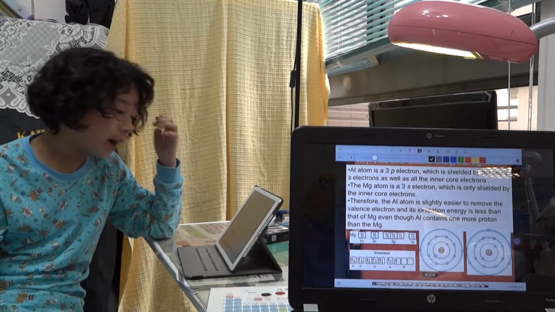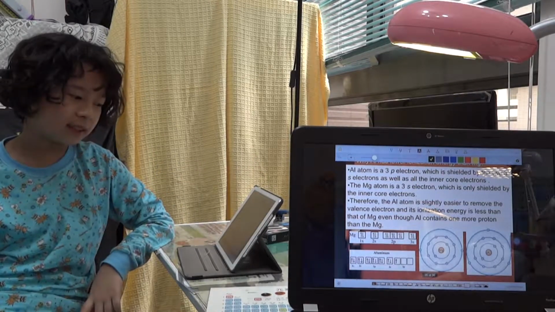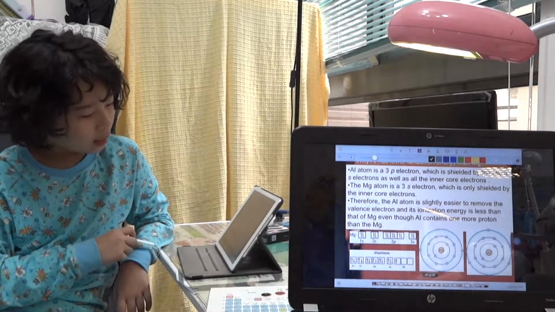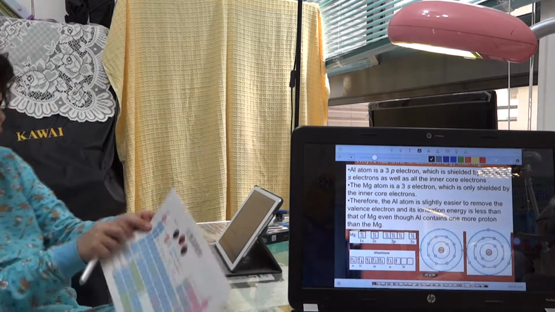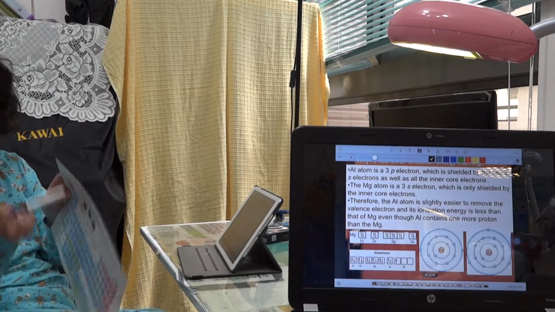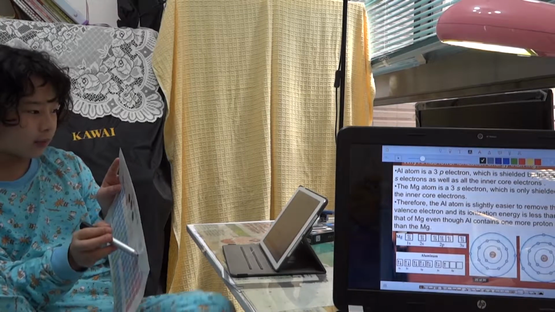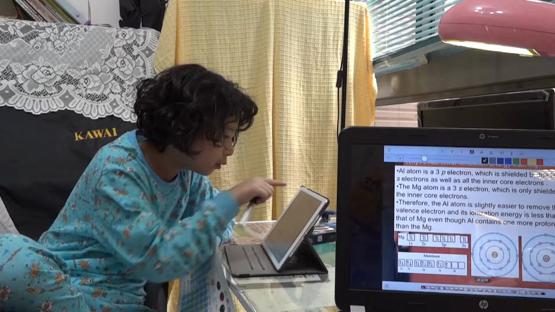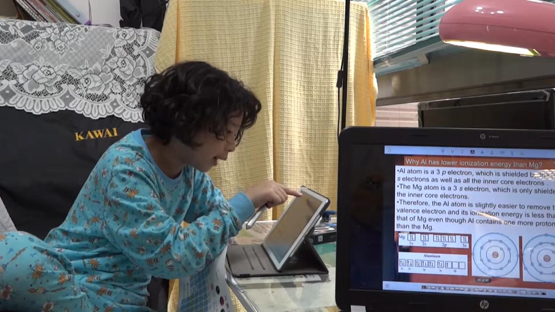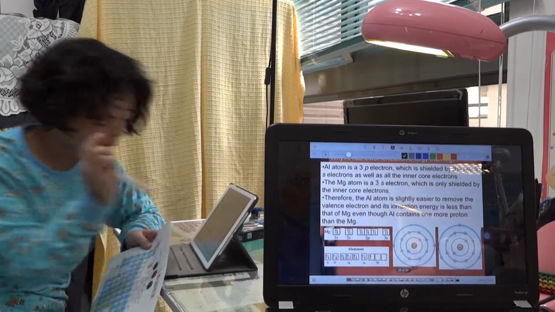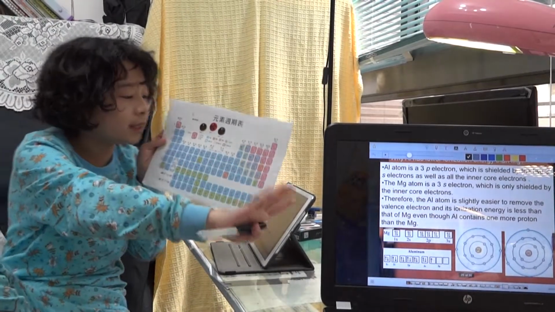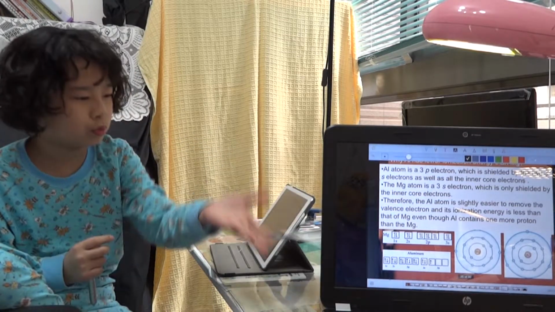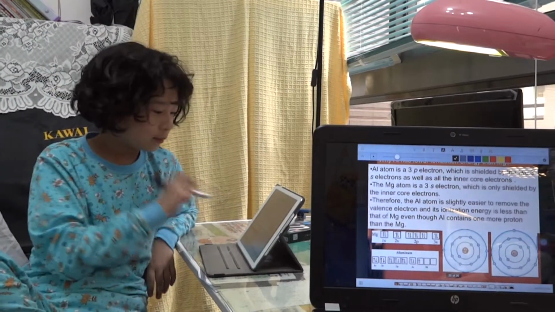So aluminum has lower ionization energy than magnesium. First, let's see one thing: ionization energy increases from the left to the right. Now, aluminum has lower ionization energy than magnesium. Aluminum is right here and magnesium is right here, but aluminum is smaller than here, so it's not the expected trend. It's very easy.